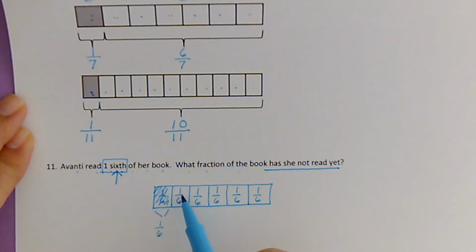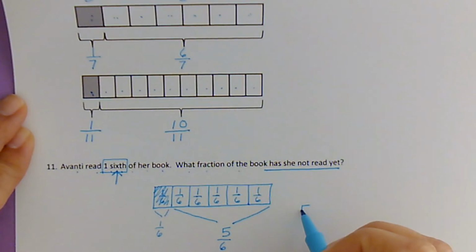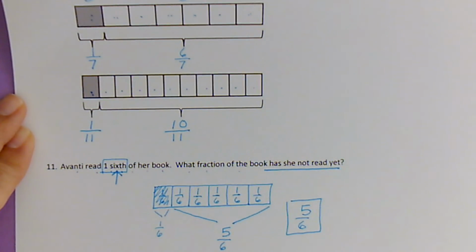Okay. How much did she not read? So let's count how many. 1, 2, 3, 4, 5. So what's this fraction going to be? 5/6. So this is my answer. She did not read 5/6.